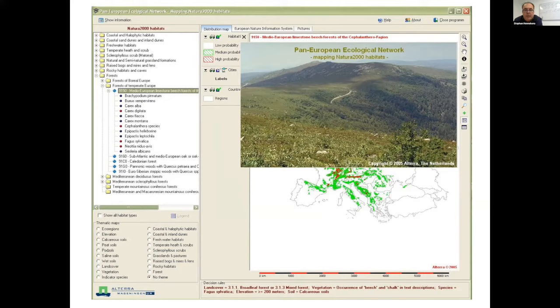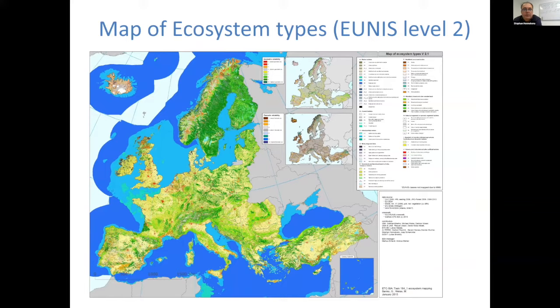Another initiative, I think it's also well known to all of you, is related also to the MAAS project, the map of the ecosystem types. That's at EUNIS level 2, and it's very much based, as well as the PNHAP project, on downscaling land cover information. So it's a wall-to-wall map, but limited in the amount of habitat types. And these kind of ecosystem maps will also be updated and will also be used for designing ecosystem services.